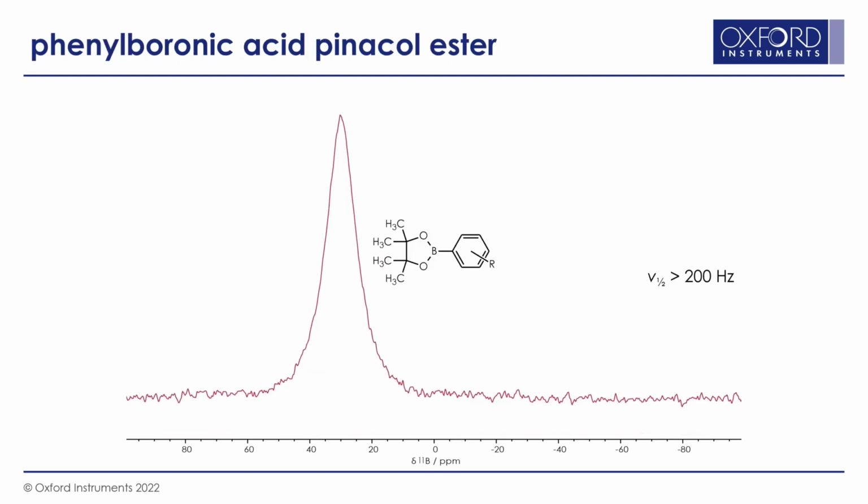The boron 11 spectra we've looked at so far were of compounds with tetrahedral and therefore highly symmetric boron centers. To see what a difference a low symmetry boron center makes, we can consider this spectrum of a substituted phenylboronic acid pinacol ester, one of a family of compounds used in a range of palladium catalyzed reactions. In this case, this fairly small molecule with a 3-coordinate trigonal planar boron center gives a single peak with a line width greater than 200 Hertz.